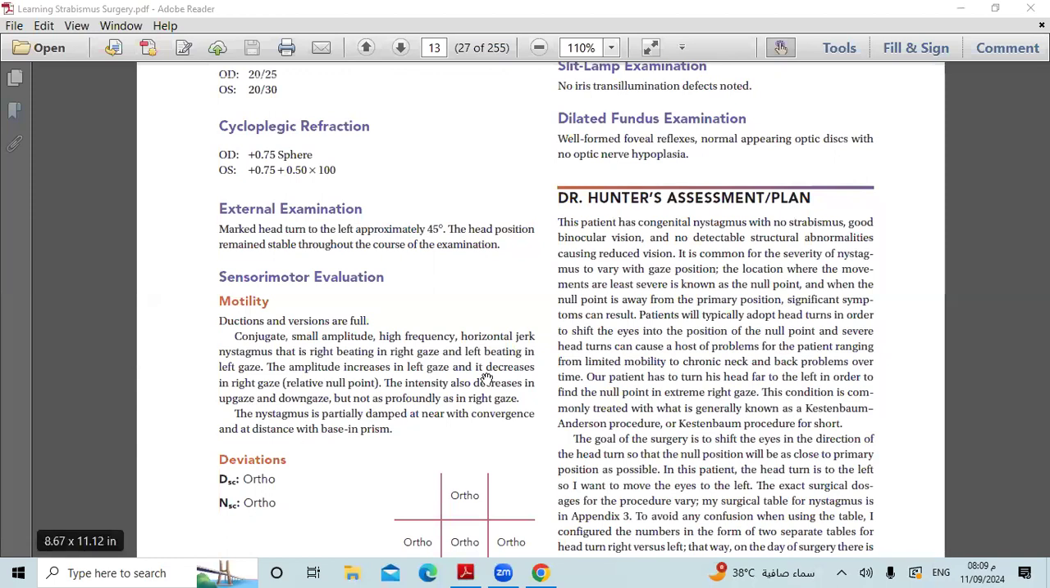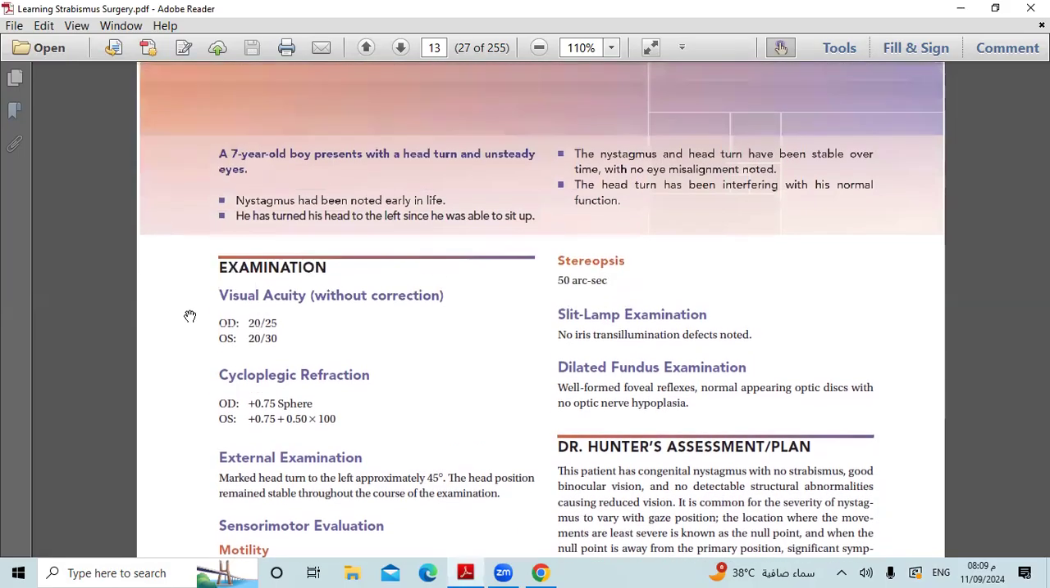Okay, these are some points about congenital nystagmus. They can help you to recognize it. And in most or all of the cases that I saw, they are horizontal. So you will see it in the horizontal midline of this patient.